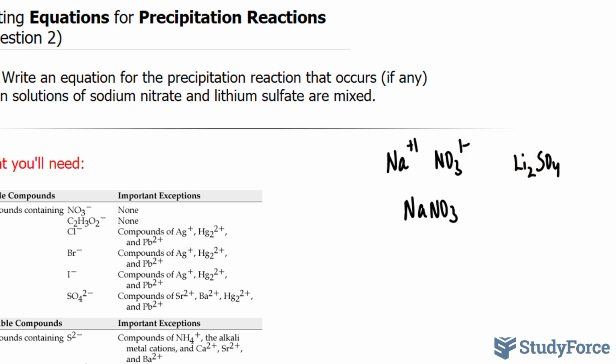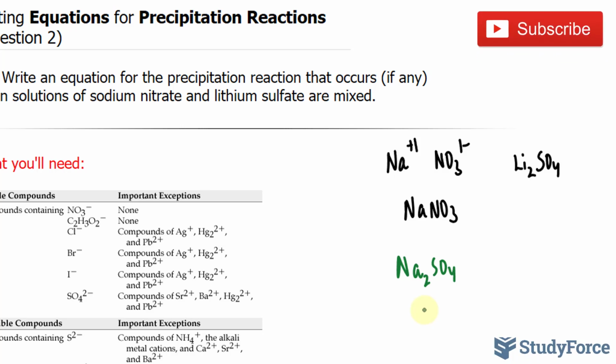Now, if we're mixing these two solutions, the only possible combinations are if this cation and this anion come together. Similarly, lithium needs to come together with nitrate. We'll end up with sodium sulfate, with a 2 as a subscript for sodium, and lithium nitrate.